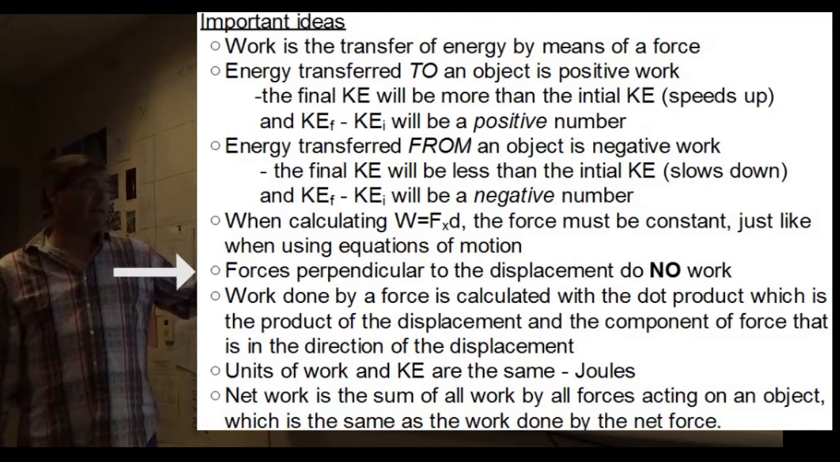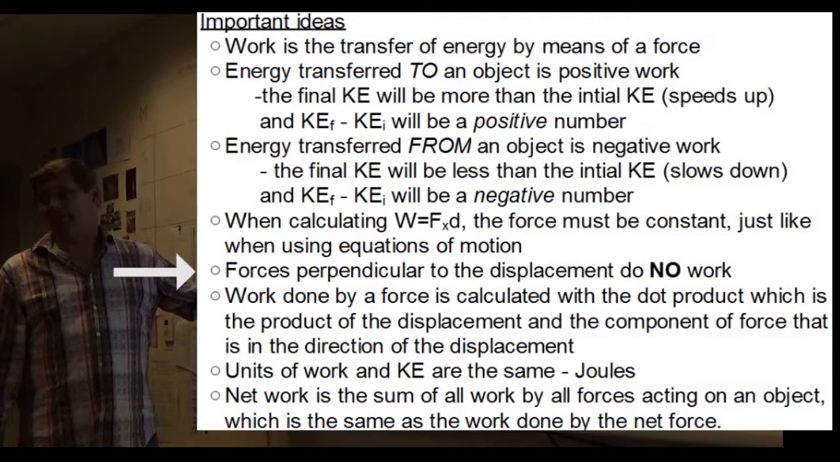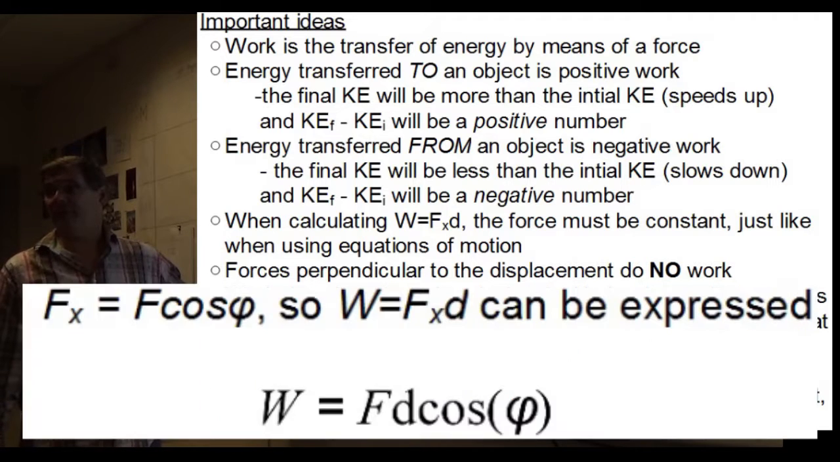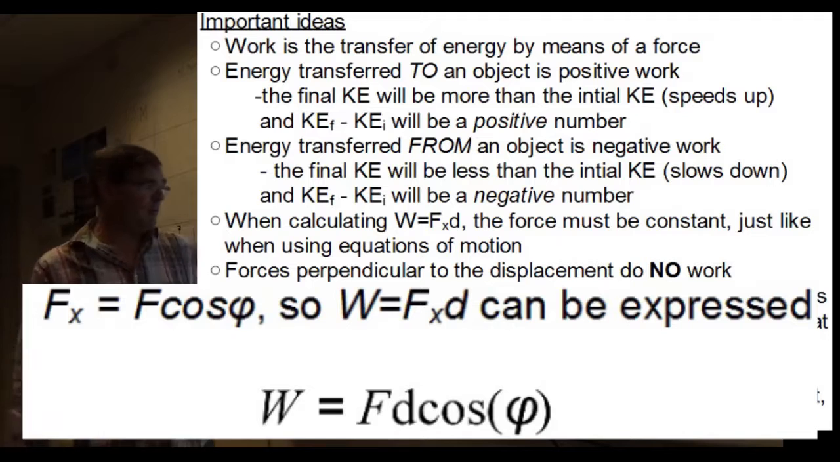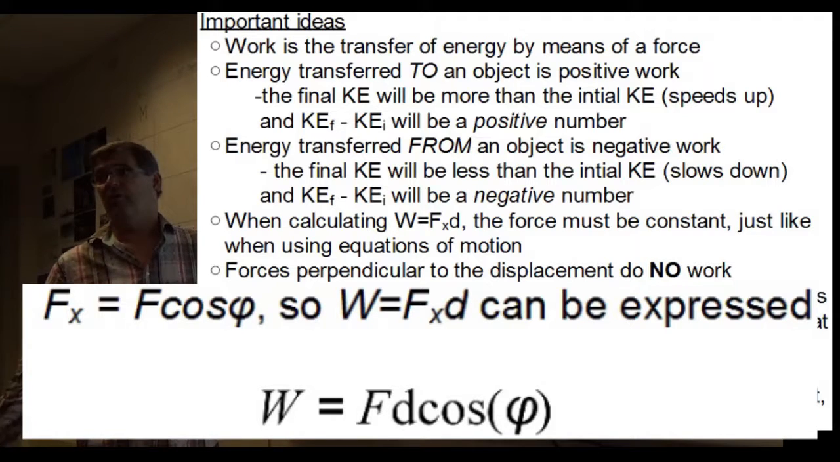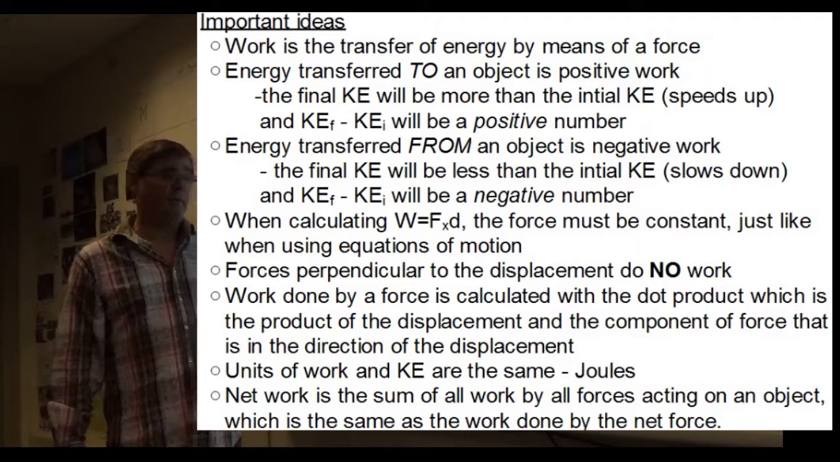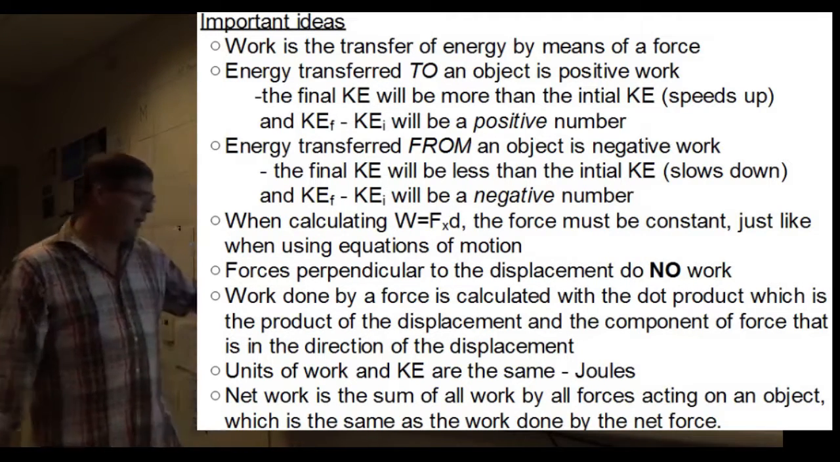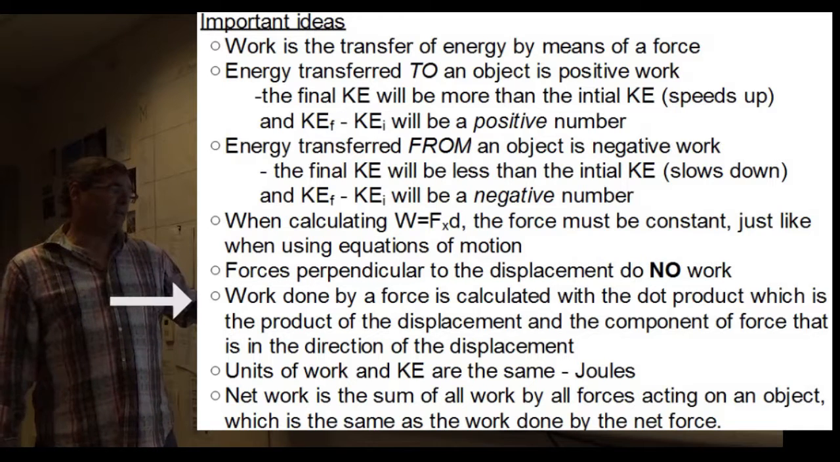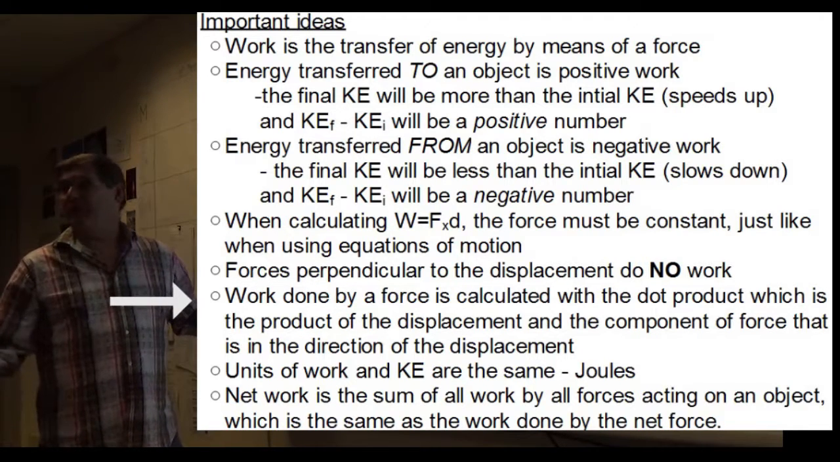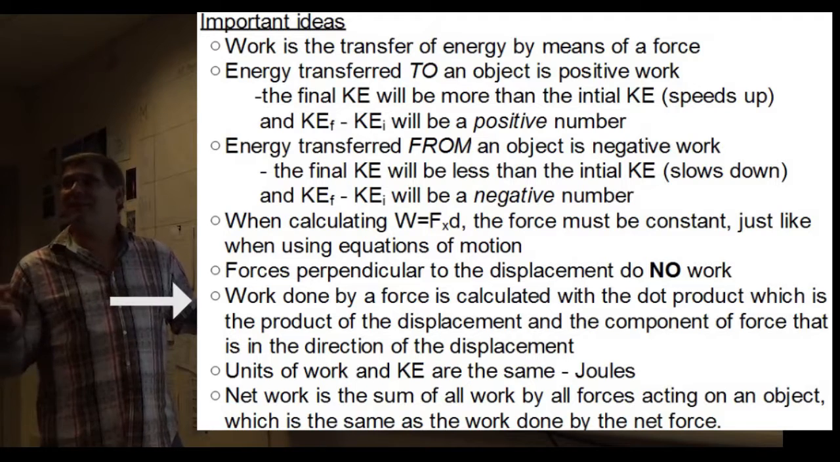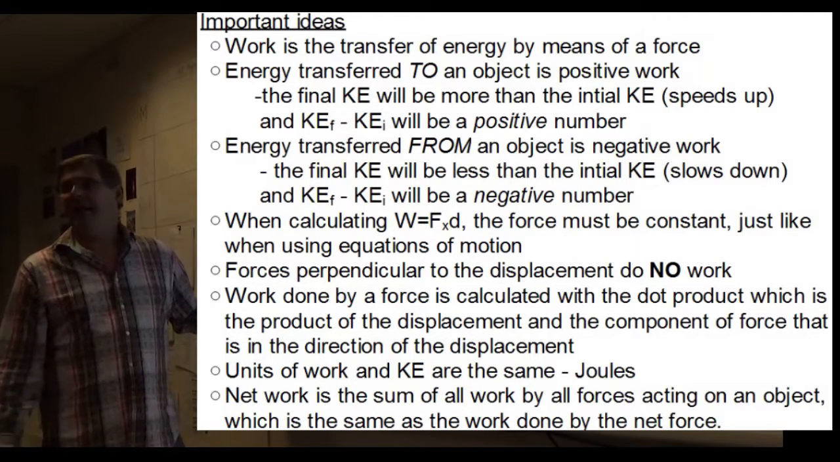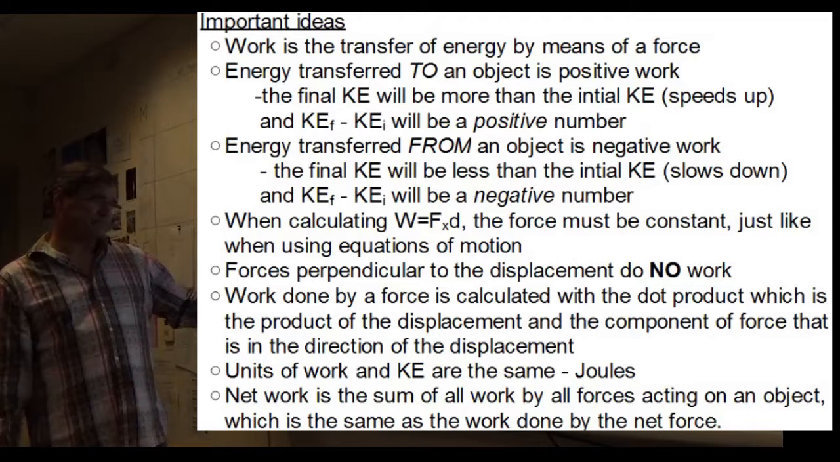Remember that forces perpendicular to the displacement do no work. If you plug it into the equation, F d cosine phi, to be perpendicular means phi is either 90 or 270. The cosine of 90 is 0, the cosine of 270 is 0, so we get 0 for our answer in our equation for the amount of work done by forces in those directions. We calculate the work done by the force with the dot product, which means we take the component of the force that is in the direction of the displacement and multiply those two together.